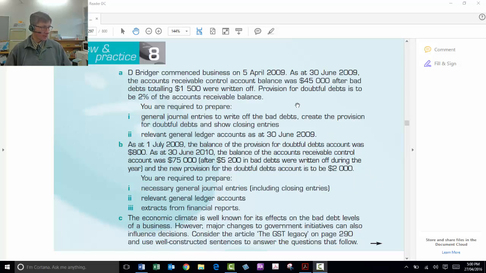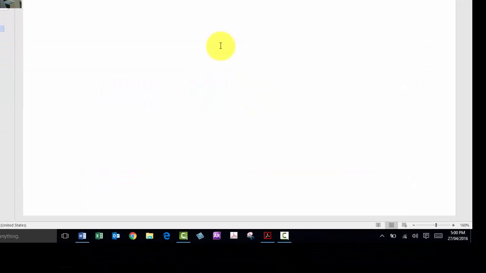Hi, I'm going to work through exercise 8 on page 289 in your text. There's two parts to it. In the first instance, you've got an accounts receivable control balance of $45,000, and $1,500 worth of bad debts were written off. The provision for doubtful debts is the second entry that you have to make, in order to provide for the amount that you think is going to go bad, i.e. they're doubtful. Let's have a look at the entries that you have to make.